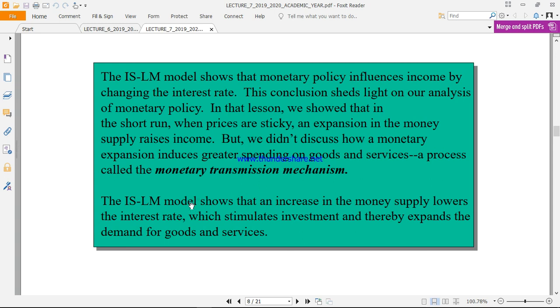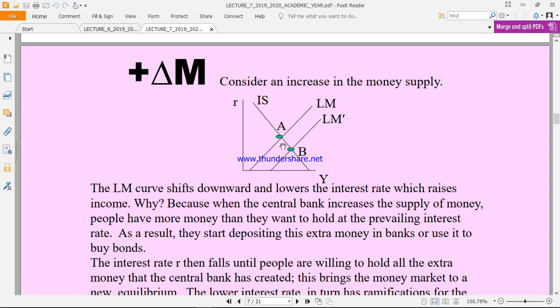Okay, so what our model shows is that an increase in the money supply lowers the rate of interest, which is going to stimulate investment and thereby expand the demand for goods and services. I think we understand, because that is why we had to look at the relationship between investment and the rate of interest, that negative relationship. So because interest rates have gone down because of the increase in money supply, initially the rate of interest was here, but now it's there. So because of that increase in money supply from there to there, we are seeing that the rate of interest is reducing from there to there.